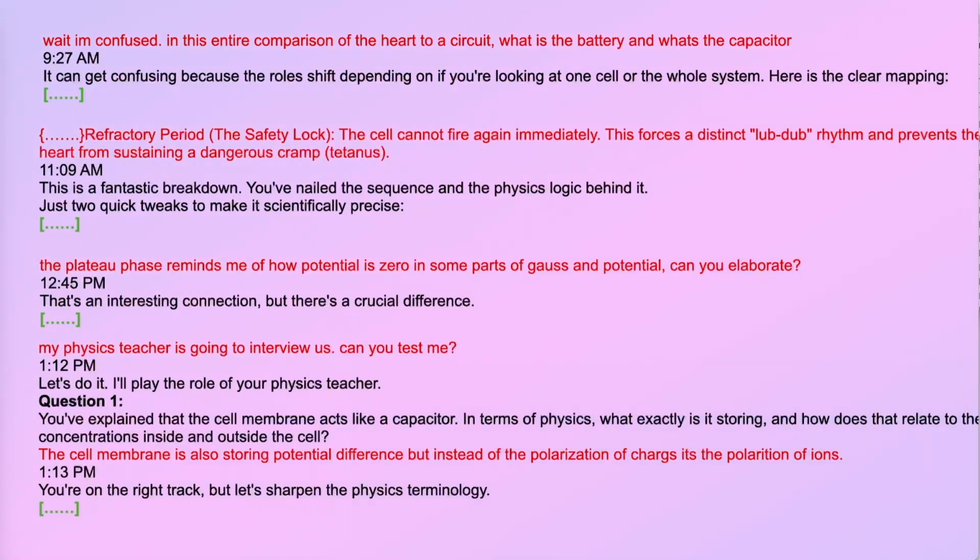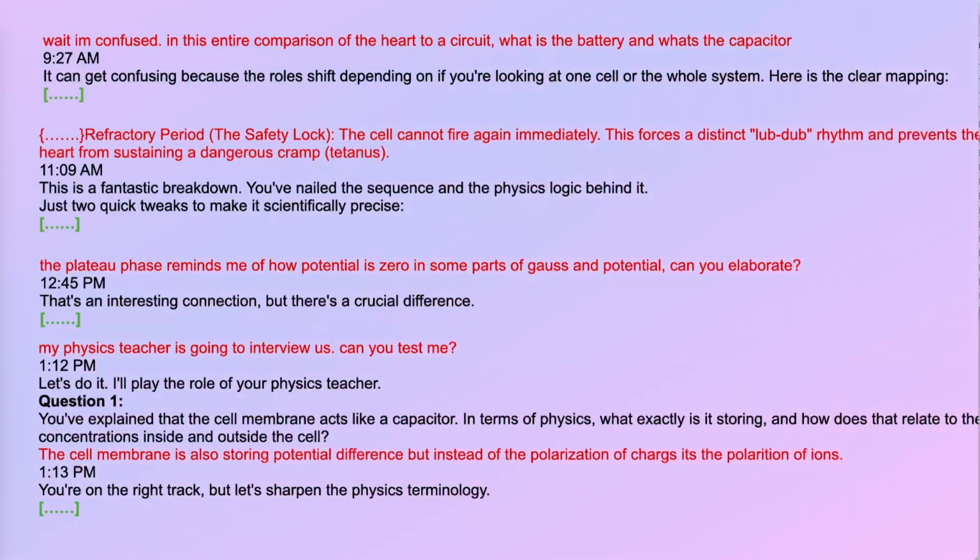The top one, they're confused. They were able to reach back and clarify. The second one, I had deleted a lot of their stuff. They had a few paragraphs that they typed in and got feedback from the LLM. It says, this is a fantastic breakdown. Here are a few tweaks, and so forth. Then you get down to the very last part. They're closing in on the end of their project, and they say, my physics teacher is going to interview us. Can you test me? Sure.